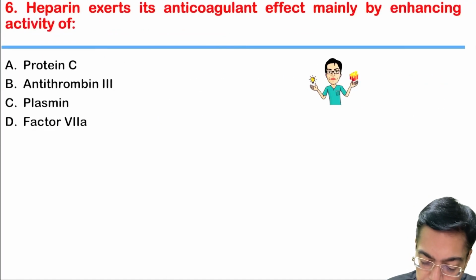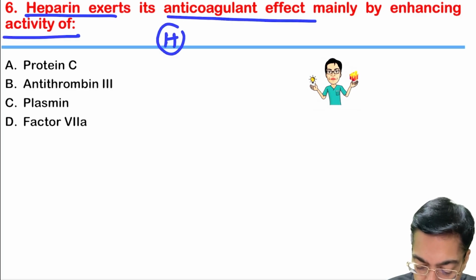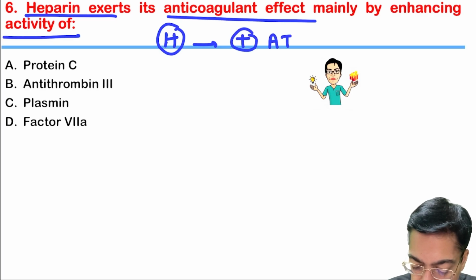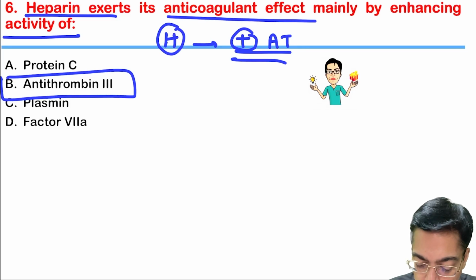Talking about the next important question, heparin exerts its anticoagulant action by enhancing the activity of. So heparin is an example of a drug. It is known to boost the activity of a molecule that is given the name of antithrombin. That's what we talked about, antithrombin. Antithrombin is a normal molecule which is going to decrease the activity of thrombin.